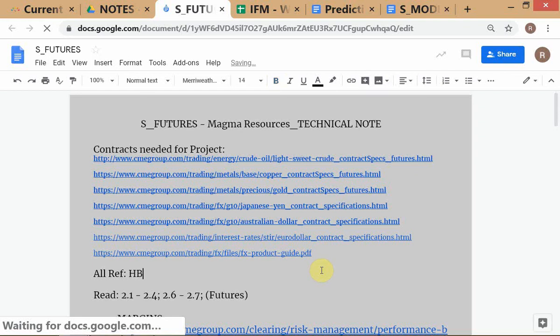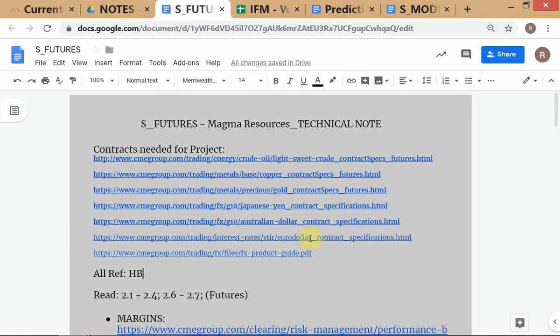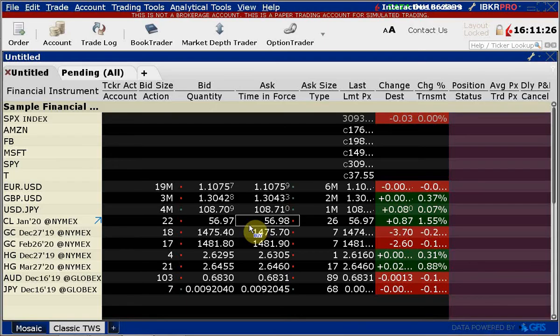Remember, all these contracts are needed for the project. I have put the Eurodollar futures contract. This is the interest rate futures contract. This is not in bold because it is not actually going to be used in the project, although it is part of the case discussion. For these other contracts, you better make yourself familiar with these futures contracts, and already start trading in your platform here.